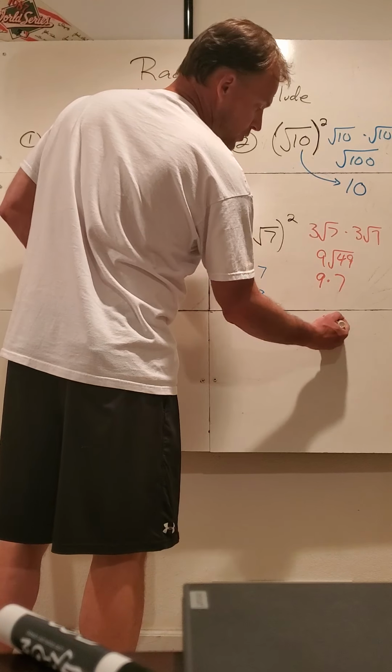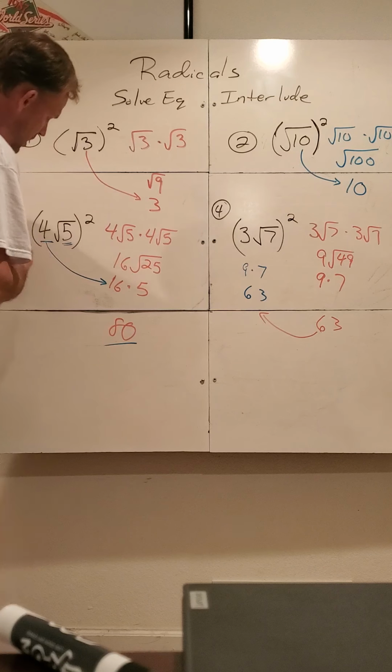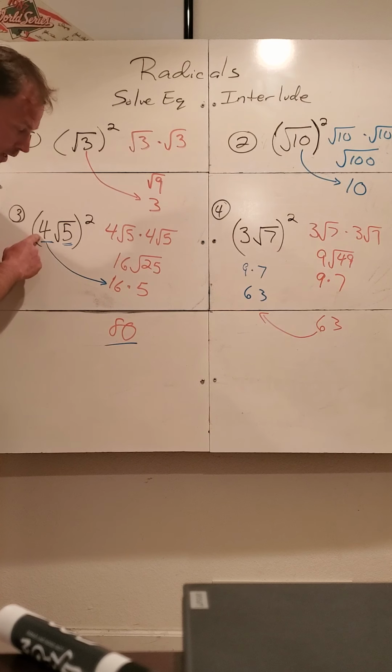Square root of 10 squared is 10. Square root of 3 squared is 3. If there's a number outside, notice there's no pluses and minuses here. That's a completely separate conversation. Don't get pluses and minuses all twisted up in your brain, okay? No pluses and minuses. Take this number, square it, times the inside number, gives me my answer.